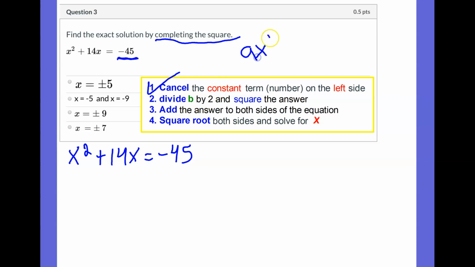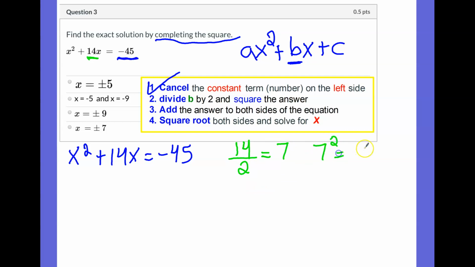And again, remember the quadratic form is ax squared plus bx plus c. So b is the number 14. We will divide the number 14 by 2. It will give us 7, and then we square 7, and that will give us 49. This number is part of our next step: add the answer to both sides. So we did this one, and now we'll add the answer to both sides.